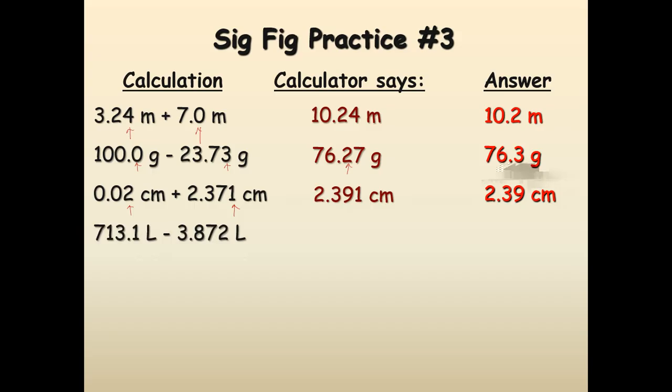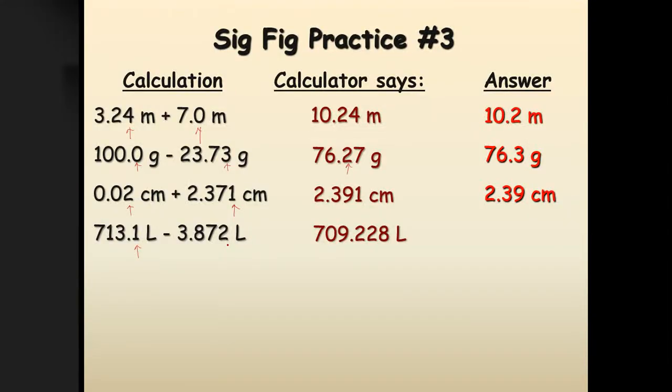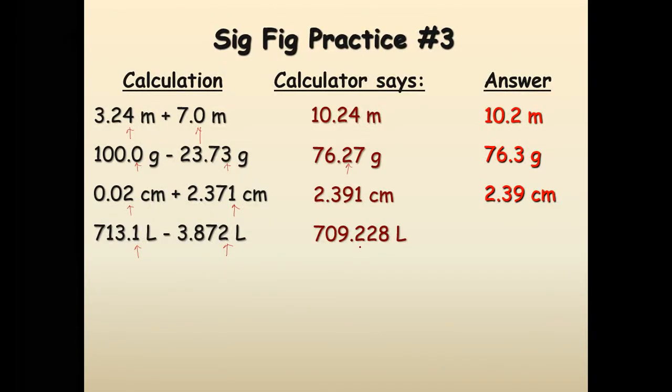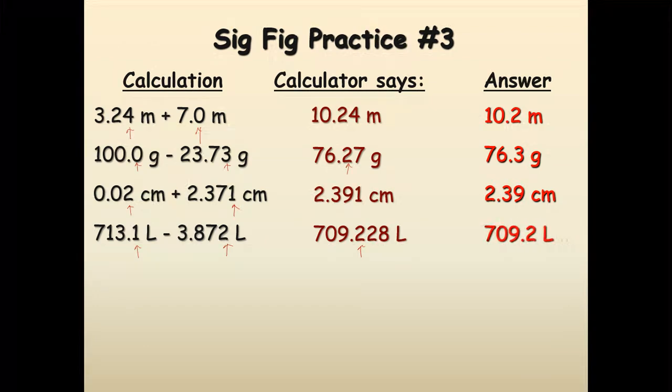713.1 liters minus 3.872 liters. I get this, but now I need to round it. This goes to 1 digit past the decimal. This one goes to 3. The least between 1 and 3 is 1. So I round it to 1 digit past the decimal. And I figure out what to do with that 2. I look to the right. It's not 5 or greater, so I'm going to go ahead and leave it. I get 709.2 liters.